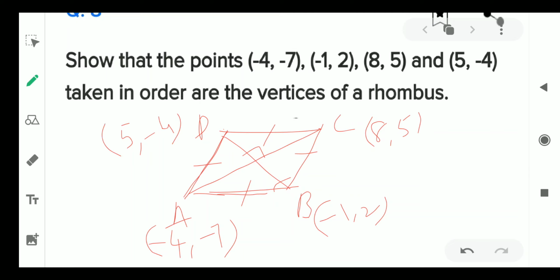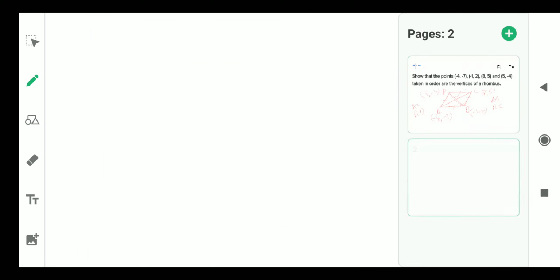Now what we have to do is simply find out the two adjacent sides, meaning the AB slope and the BC slope, and then find out the two diagonals' slopes. What are those? The AC slope and the BD slope. That's all. We can easily identify whether it's a rhombus or not.